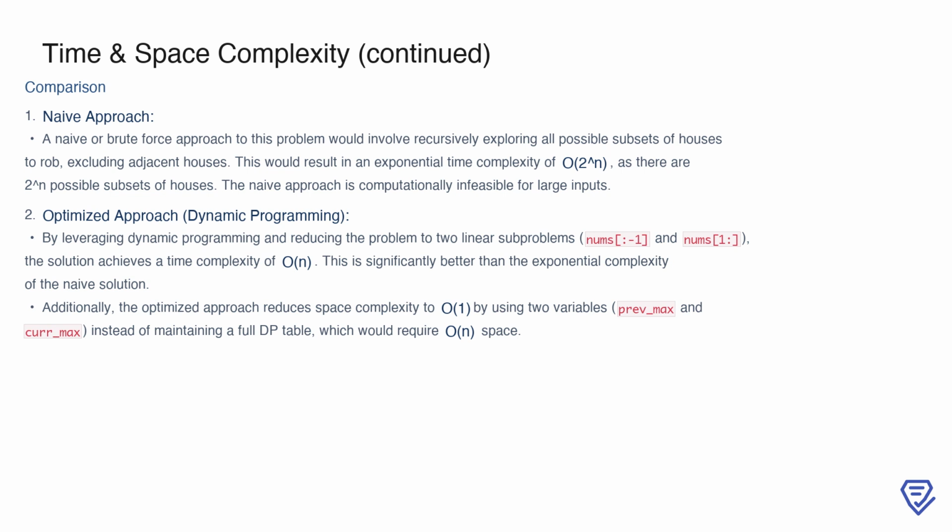In contrast, our optimized dynamic programming approach simplifies the problem by breaking it into two linear subproblems, one for nums[:-1], and another for nums[1:]. This reduces the time complexity to O(n), which is significantly more efficient. Moreover, by using only two variables, prev_max and cur_max, instead of a full dynamic programming table, we reduce the space complexity from O(n) to O(1), making the solution both time and space efficient.